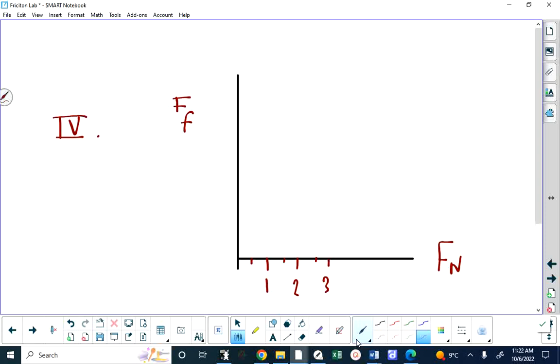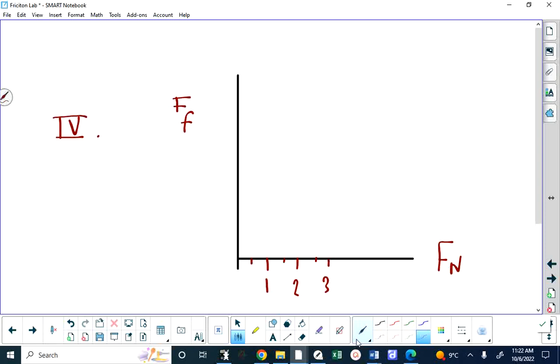If you count the squares going up, 1, 2, 3, 4, 5, 6, 7, 8, 9, 10, 11, 12. There are 12 squares going up. Let's say that your biggest force of friction is 2 newtons.